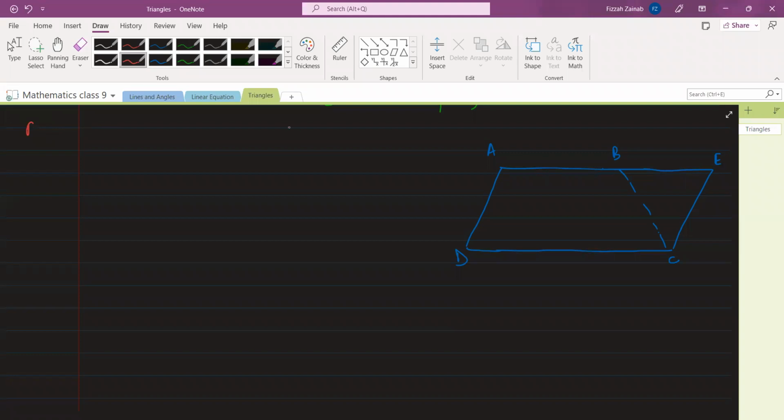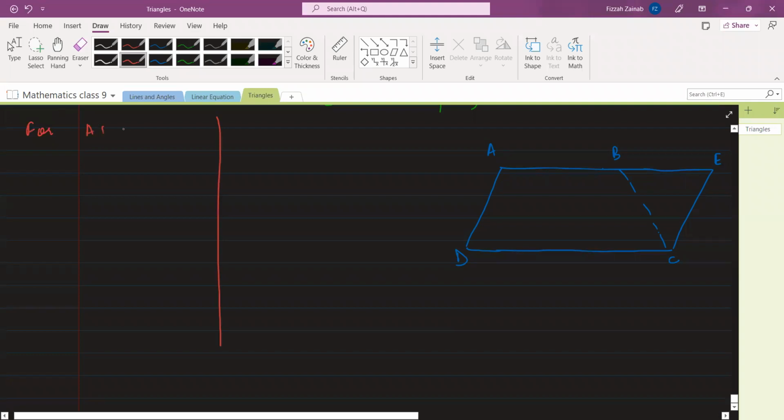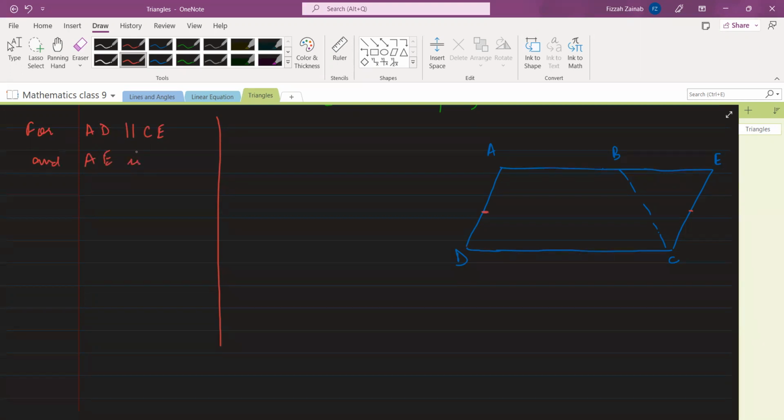Now one by one, look at it like this. First thing, I'm drawing two columns. One time I'm looking that AD is parallel to CE, right? Can you see that? AD is parallel to CE. Yes, ma'am. Okay. Now this side is parallel to this side, CE. So just think of it like this, and AE is a transversal. Is that clear? AE is basically a transversal.